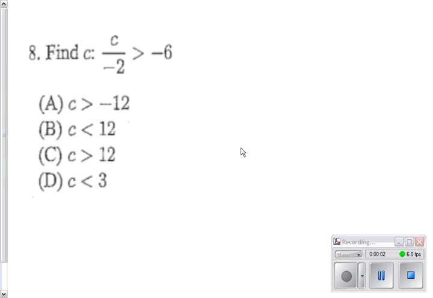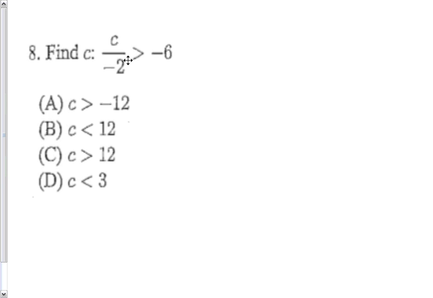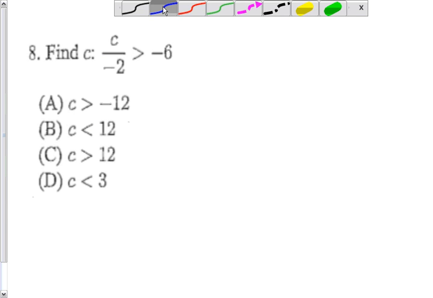Okay, we have an inequality question here for number 8. We want to find C when C divided by negative 2 is greater than negative 6. And I'll show you two different ways that you can do this. There's inequality properties, and then there's a way we can just intuitively think through our answer choices and see what might be the correct one.